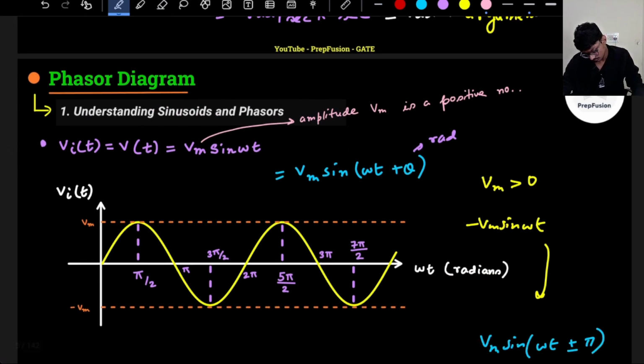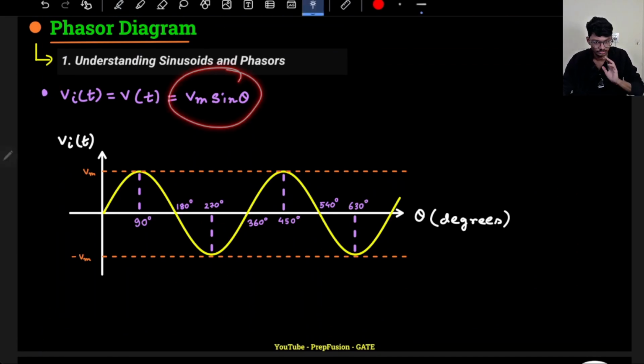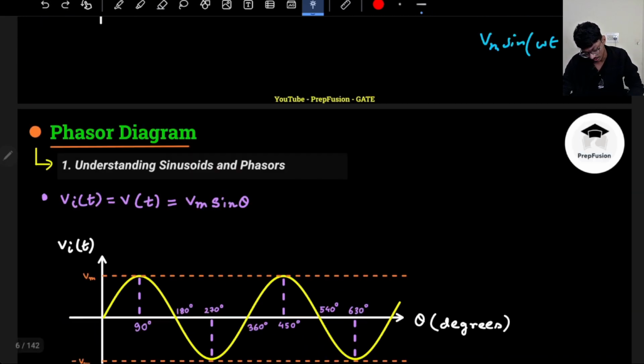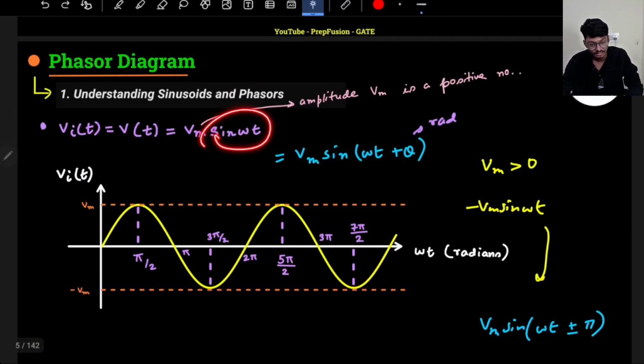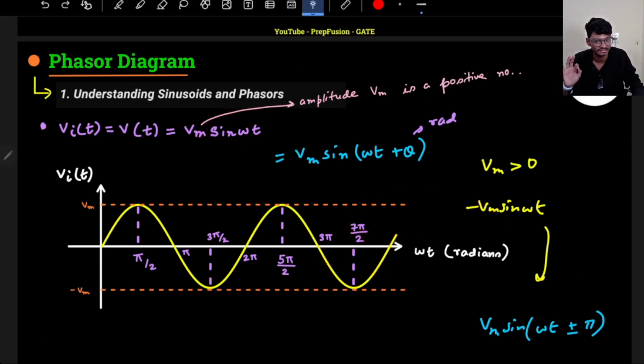So next is the next variation of sinusoid. This is also a sinusoid, Vm sin theta. Now your theta is in degrees. Actually here we should have written omega t, because if it is written Vm sin omega t, then by default, unless specified, omega t will be in radians only.